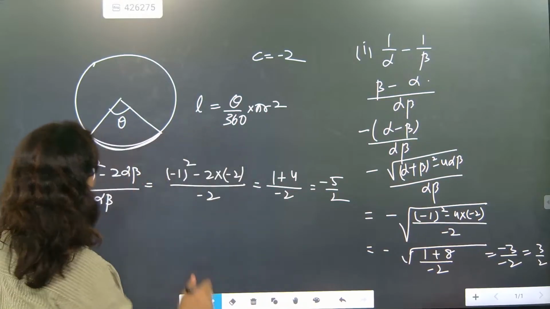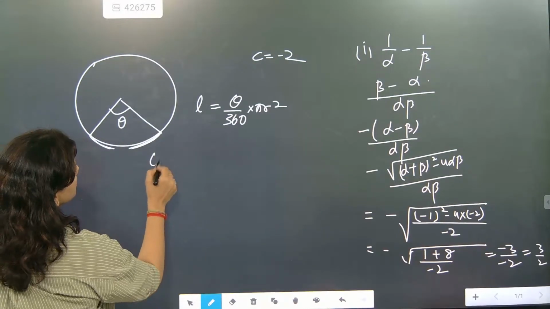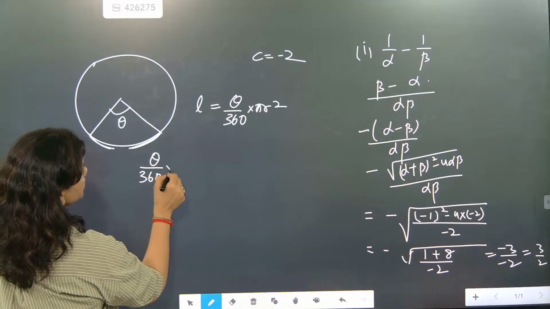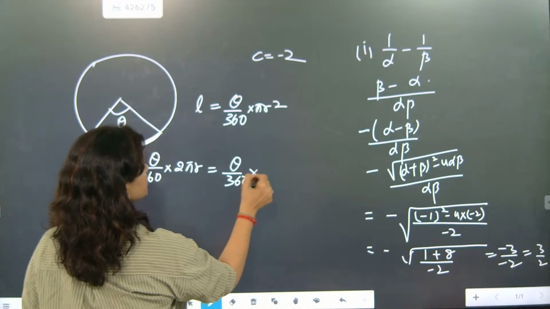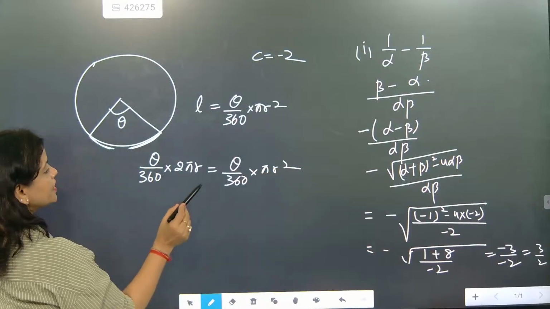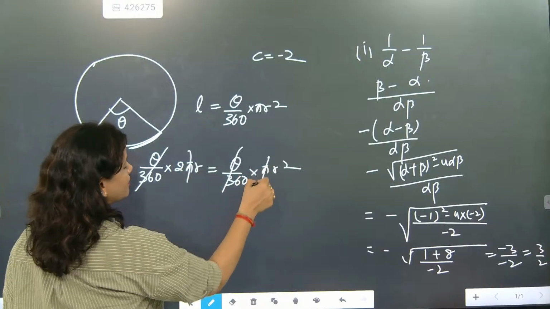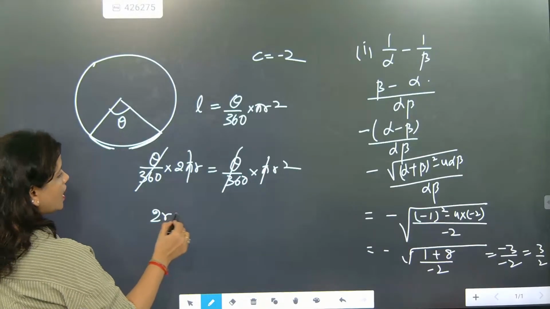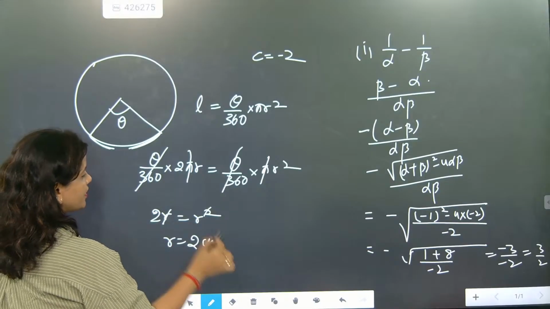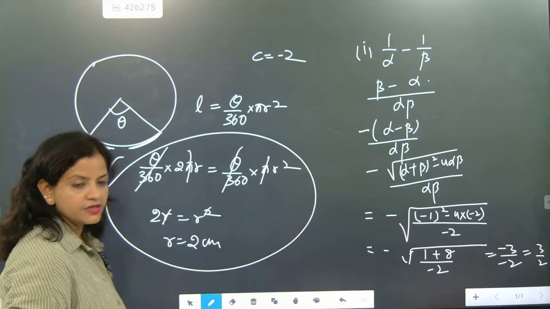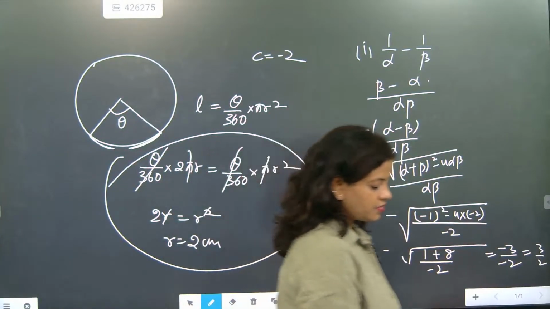So what is the length of arc formula? L is equal to theta by 360 into 2 pi r, which is equal to theta by 360 into pi r square. Here theta by 360 and theta by 360 cancel, pi and pi will get cancelled. 2r is equal to r square. So r and r will get cancelled, and the radius is coming as 2 centimeter. Tough or easy question? Easy, right? But only one thing you have to understand.